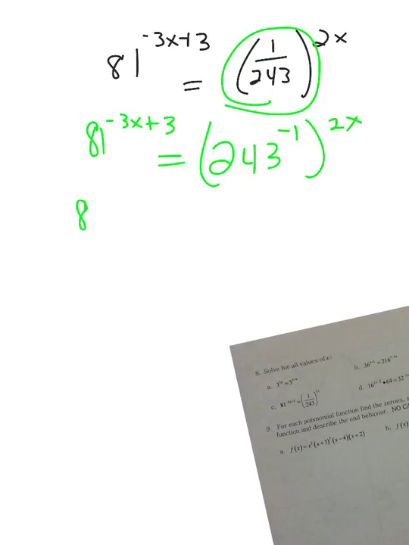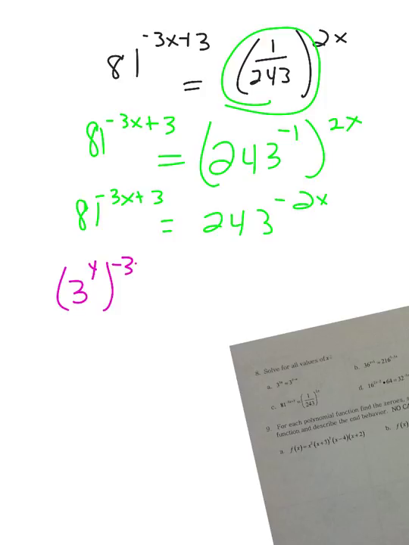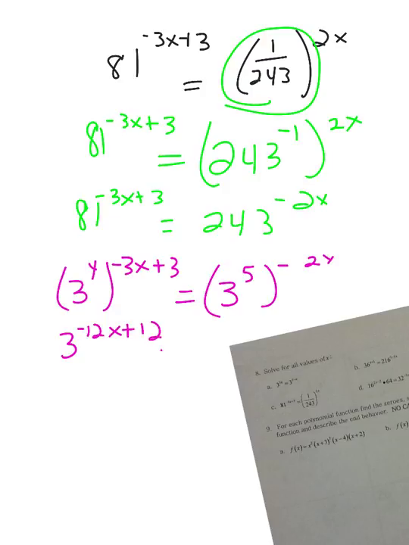All right, so that's 81 raised to the -3x plus 3 equals 243 raised to the -2x. So you want to get the same base. My base is going to be 3. 3 to the 4th is 81, to the -3x plus 3. 3 to the 5th is 243, raised to the -2x power. So it's 3 to the -12x plus 12 equals 3 to the -10x.